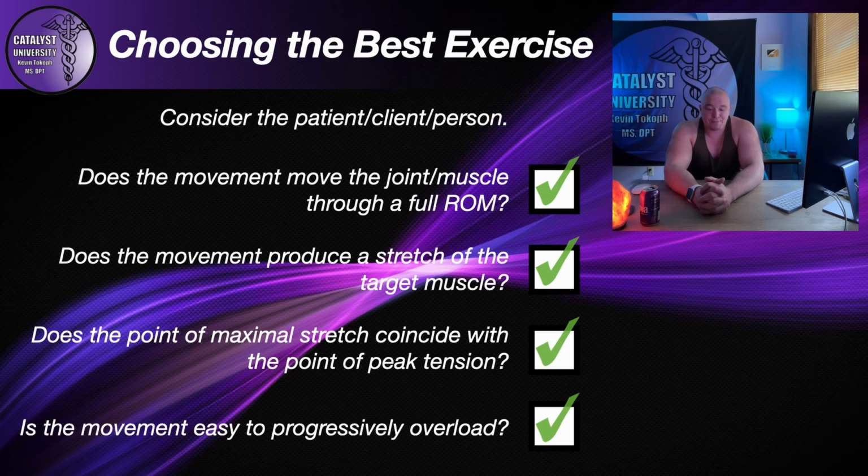Part B is we want to get a stretch on the target muscle at some point in the movement, okay? That means when we're moving through the range of motion, we want that muscle to be stretched as much as possible, okay? Number three, we want that exercise to be easy to progressively overload. Not all exercises are easy to progressively overload. A sit-up or a crunch, kind of difficult to progressively overload, especially through a full range of motion.